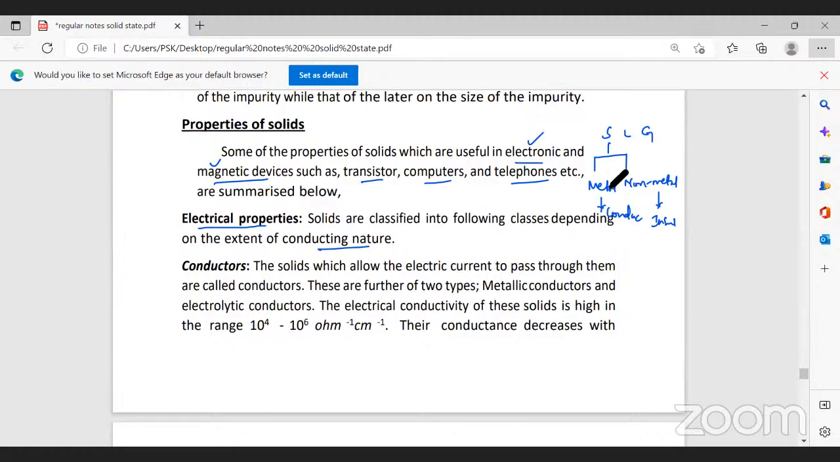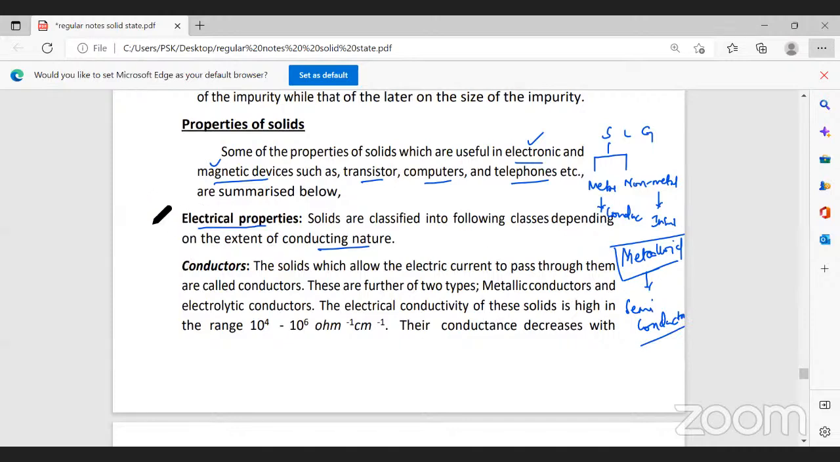Also, we will have one more terminology called metalloid. A metalloid is a solid which has metallic character as well as non-metallic character. When a solid has metal character as well as non-metal character, it is called a metalloid. These metalloids can also be called semiconductors. We will learn about all that.